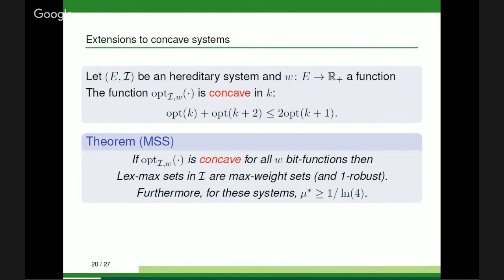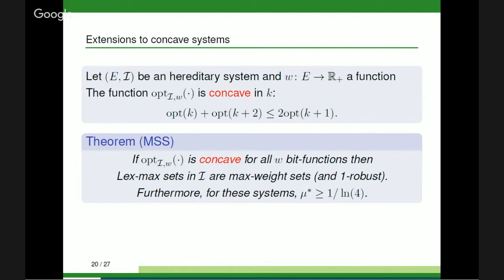And suppose that you had a weight function on the objects E, and with that you can always define this function opt: the maximum weight independent set of cardinality. So opt k would be the maximum weight feasible set in this family of cardinality at most k. That's opt k. And what's the nice result?